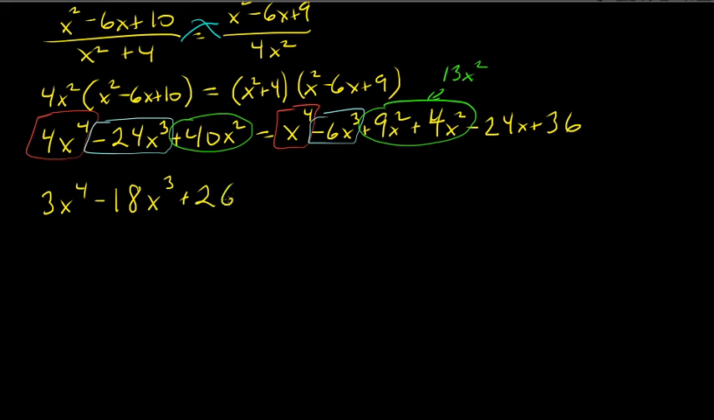26, right? No, sorry, 27. 40 minus 13, right? 27x squared. Boy, I'm getting sloppy here. I hope this is right. Now what? Add the 24x to both sides, and then subtract the 36 from both sides. And there we go. Now we just have to solve this fourth degree polynomial equation in x.